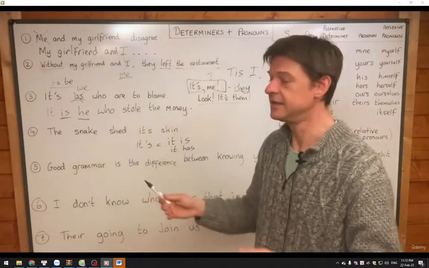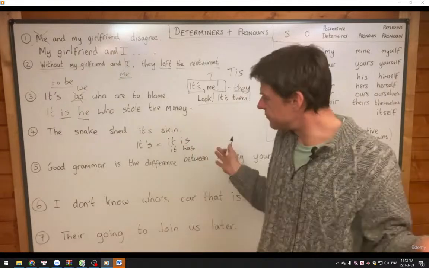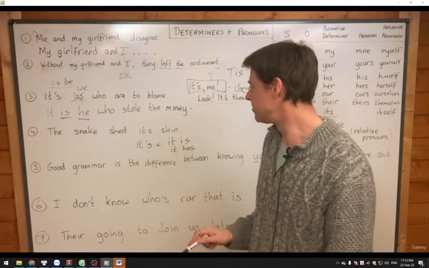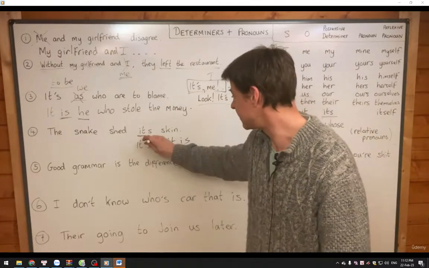The snake shed. Shed means get rid of, yeah? Get rid of something, shed. Its skin, it lost its skin, yeah? So no apostrophe for possessive determiners. Well, when it's it, no apostrophe for these possessive determiners.